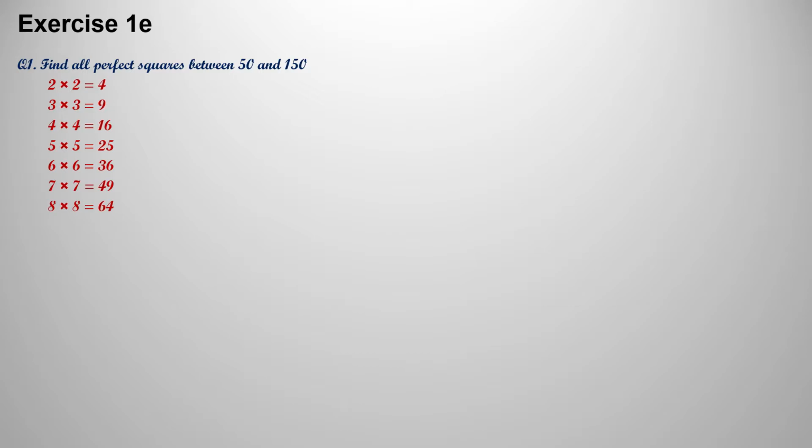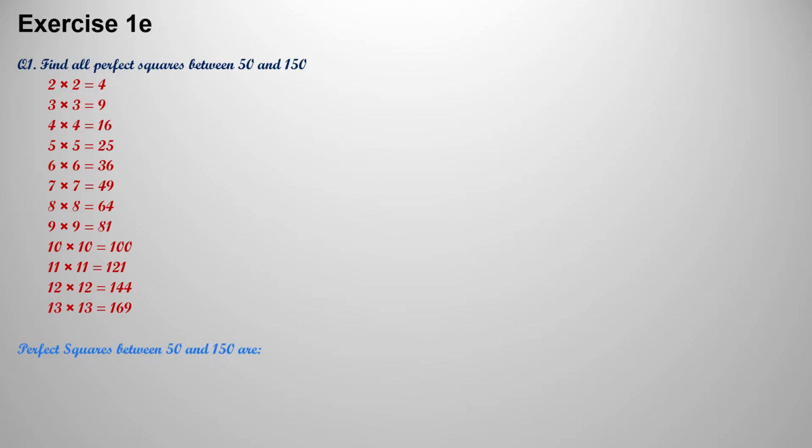Now 64, this is the first number between that given series. Now 9 into 9 is equal to 81, 10 into 10 is equal to 100, 11 into 11 is equal to 121, for 12 it's 144, for 13 it's 169. Now 169 is again out of the series. So the perfect squares between 50 and 150 are 64, 81, 100, 121, and 144.